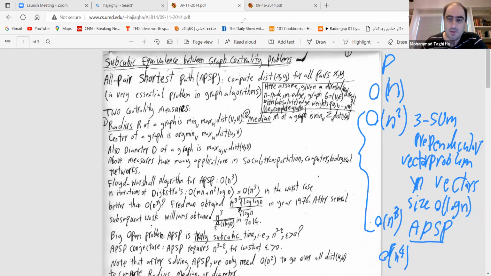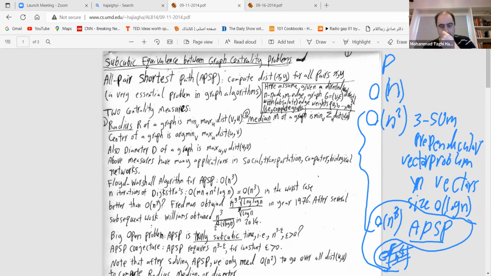Great. So let's discuss. Today we want to talk more about all pair shortest path and see what the results are there, what the hardness is there. We are not discussing that much about n to the 4, but you may search more about it and see whether there is anything there or not.